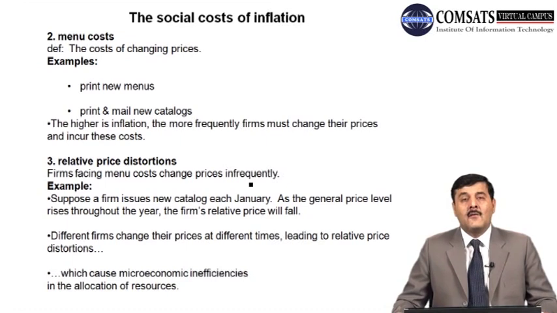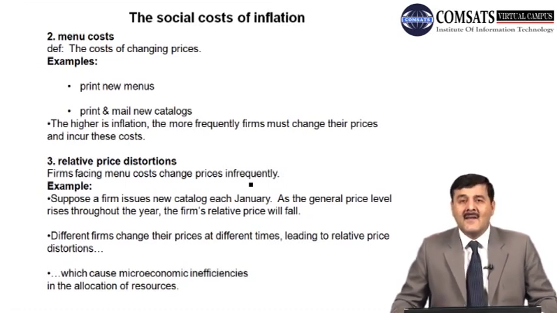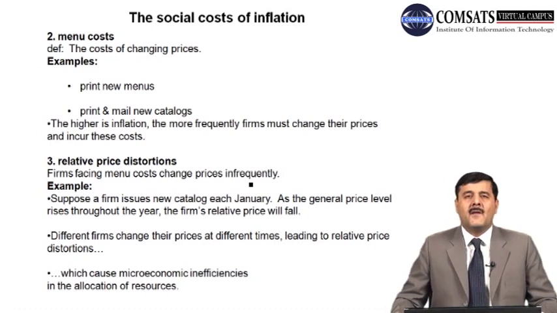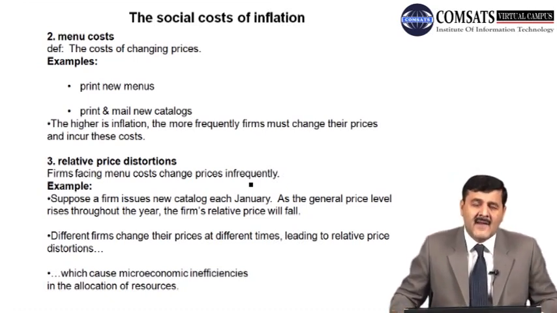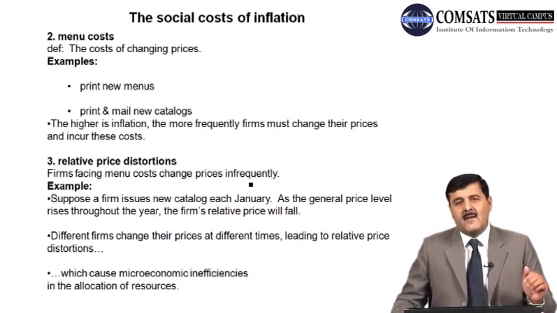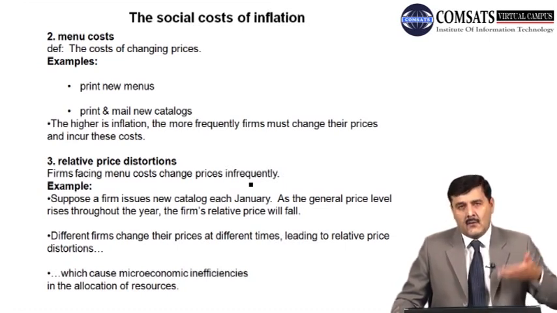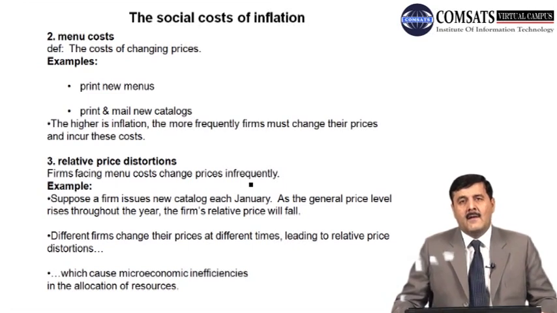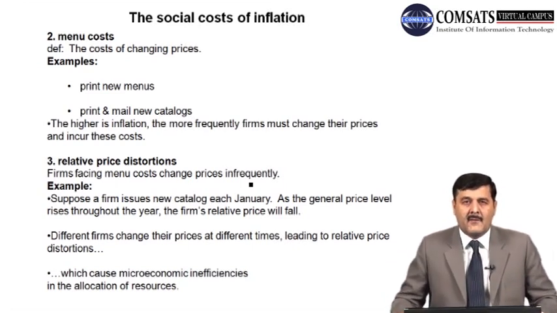So printing and mailing new catalogs: the higher the inflation, the more frequently firms must change their prices and incur these costs. So the more frequent the changes in prices, the more often firms have to change their prices, and they have to bear such type of cost during the period of inflation. So menu cost is the second sort of cost, and this word menu relates specifically to the example of a restaurant. When inflation occurs, restaurants frequently have to change their menus and bear some cost to change or print new menus and manuals, right? So that cost basically is the social cost of inflation to the society.